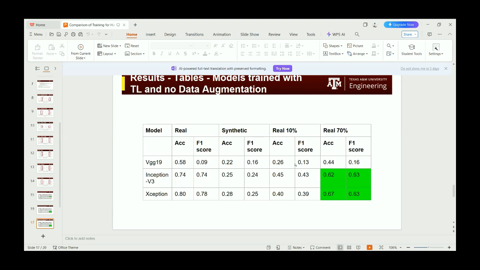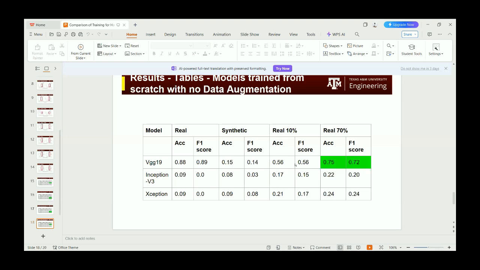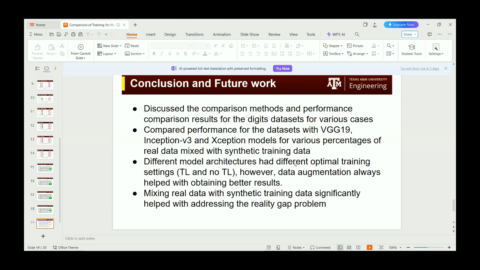With no data augmentation, you get a lower score. So that was, like I mentioned earlier, the common thread amongst all this data that we collected: data augmentation helped us significantly in improving both the accuracy as well as the F1 score of all this data. And again, training from scratch with VGG19.